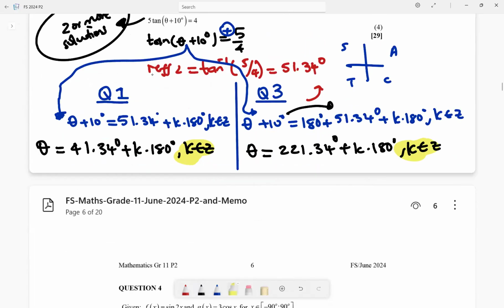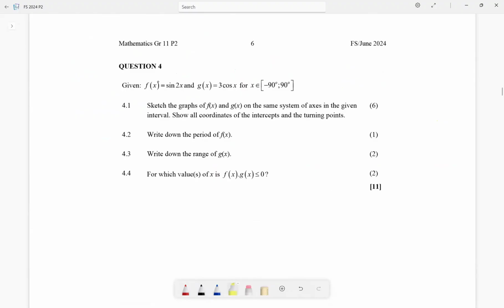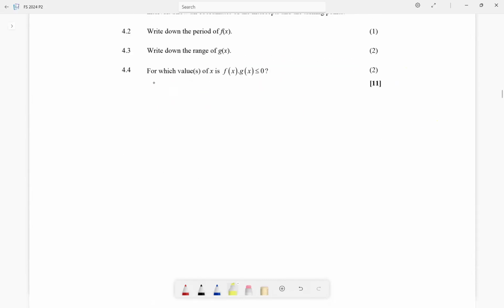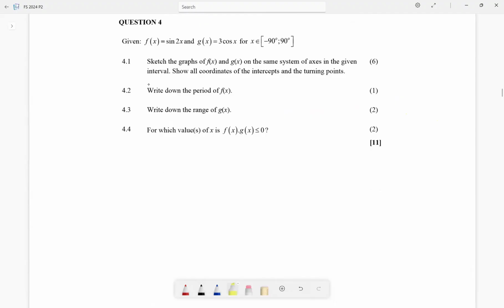Okay, let's move on. Question 4. This one I like it when they say sketch, because I already know I have those 6 marks. Easy 6 marks. I'll show you. Trust me, I'm here to make your life easier, right? Yes, of course. Then why not? Okay.